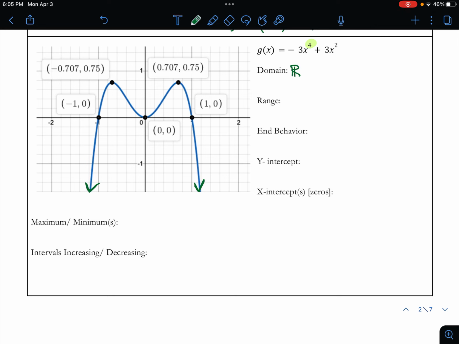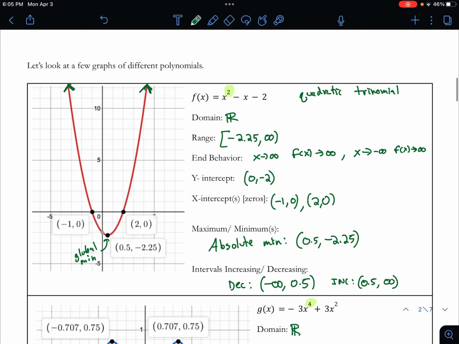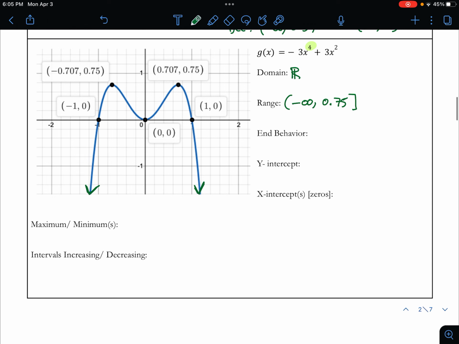Domain is all real numbers here. Range, looking at our graph, I see my maximum is at 0.75, and we go down to negative infinity. That's inclusive. Check that I did that before, yep. End behavior: as x goes to negative infinity, f of x is also going to negative infinity, and as x goes to positive infinity, f of x is going down to negative infinity. So when we have an even power, the outputs will be doing the same thing, whether we're going to negative infinity or positive infinity for the inputs.